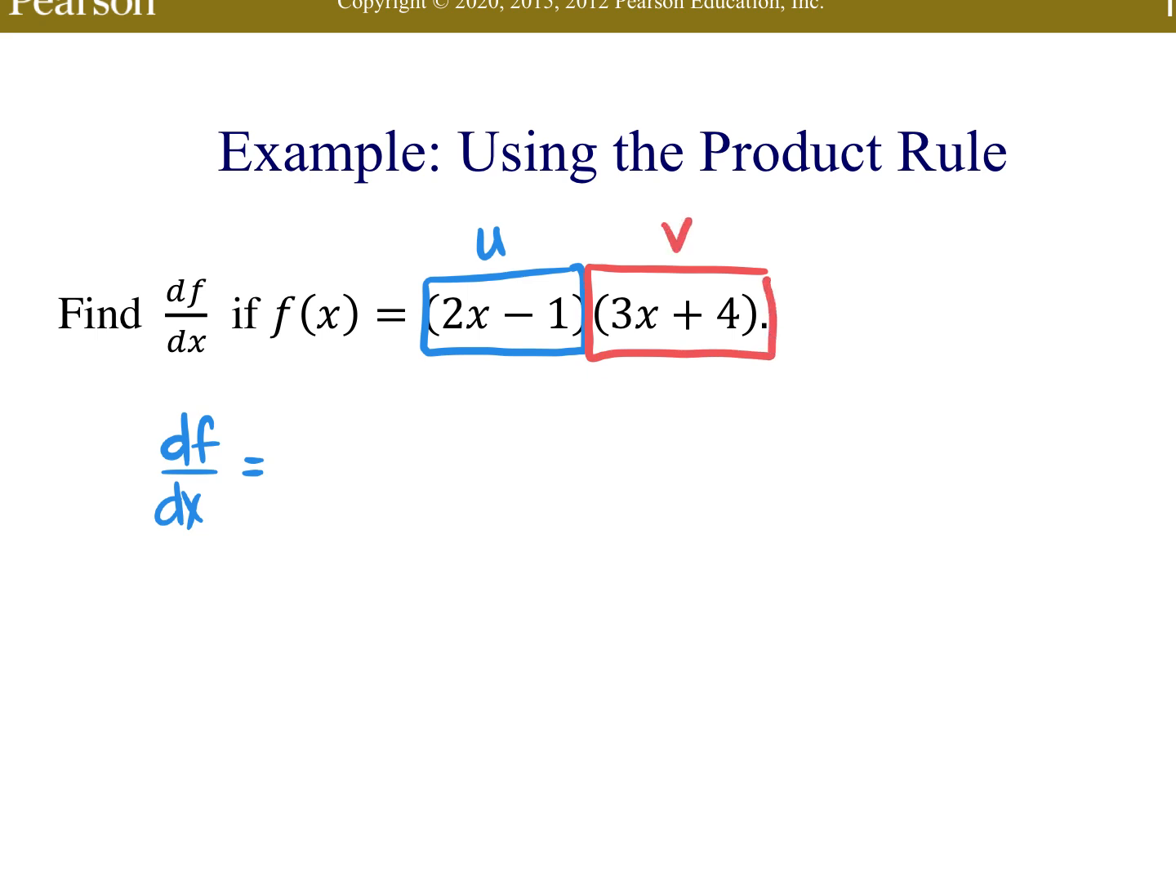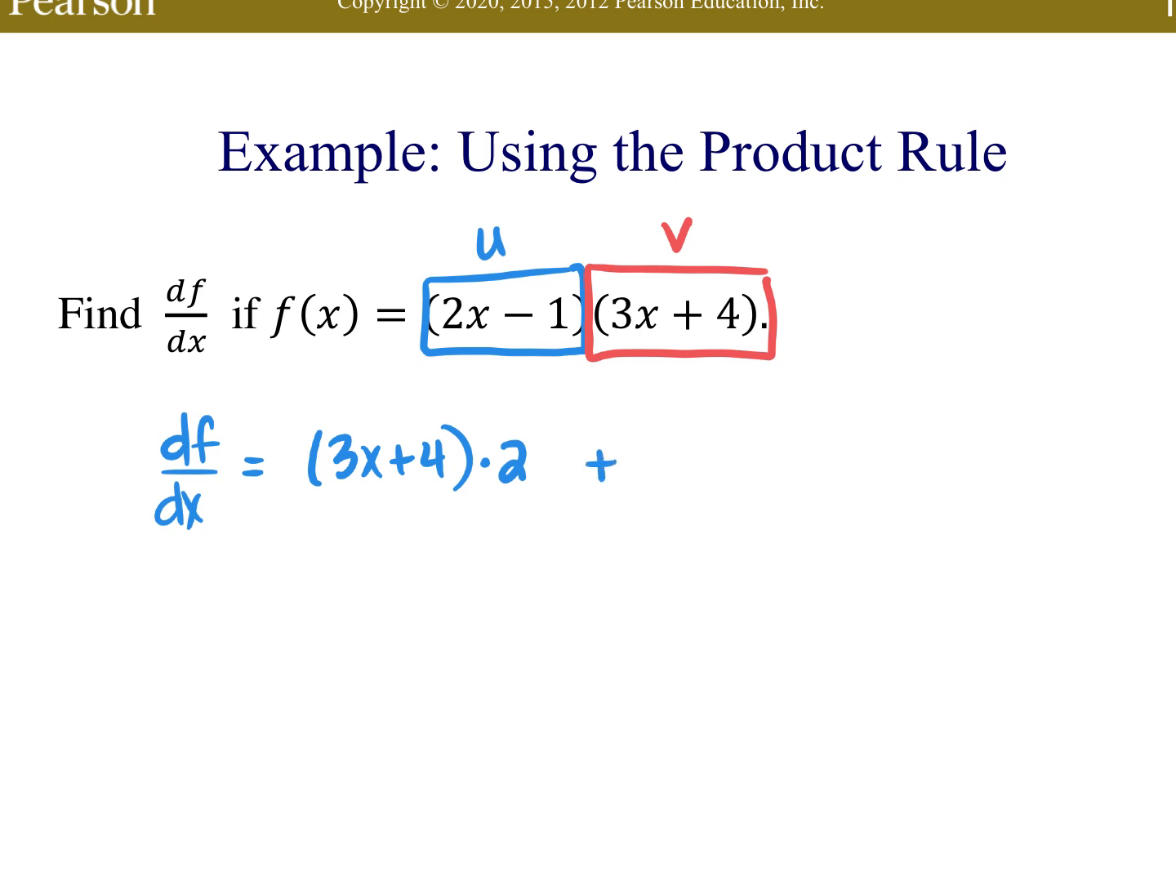Some books will call it part A and part B instead of u and v. I'm just trying to do what our book does. But notice that other calculus books will use A's and B's, or they'll use F's and G's, like functions. Which one do we start with? v. Start with v. So it's just 3x plus 4. Nothing different. We follow that by a multiplication of the derivative of part u, which is 2.